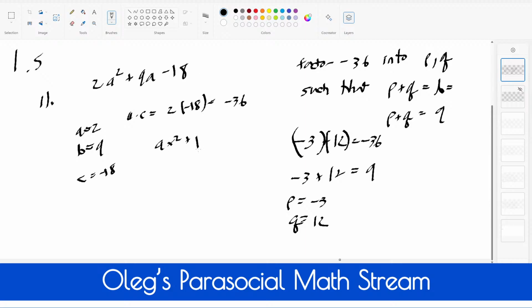ax squared plus px plus qx plus c. We want to write it in that form, and then we're just going to factor them like this. Okay, so let's do that. So we have, what is a? A is 2, so we have 2x squared plus px is negative 3x plus 12x plus, what is c? Negative 18. Sure, that's fine. We're going to add it.